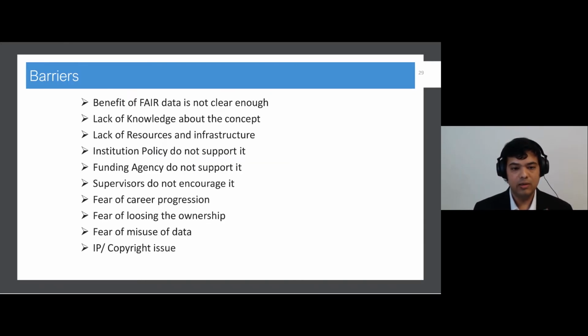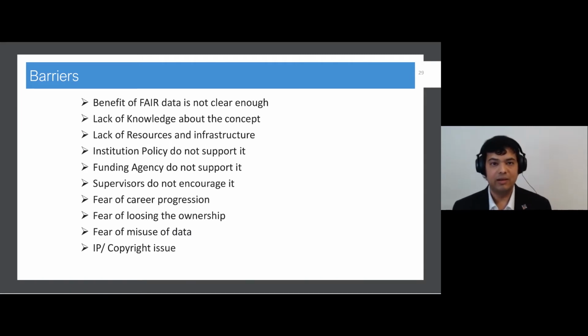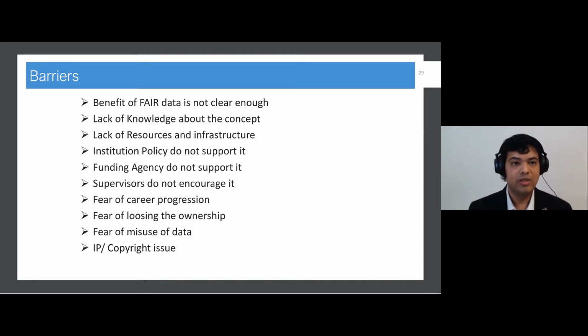The survey was actually quite long. I haven't presented the details here. We will, as I said, give you the detailed results at the annual conference. But these are the barriers that the respondents say they have experienced during the application of FAIR data. Either the benefit was not clear enough, they didn't have enough knowledge, but most interestingly, institution policy, funding agency policy, or supervisors do not encourage it. And as early career researchers, a lot of the respondents say that they have fear for career progression, that this will be seen as a negative point in their research assessment, which is something we all need to take into account when we address that.